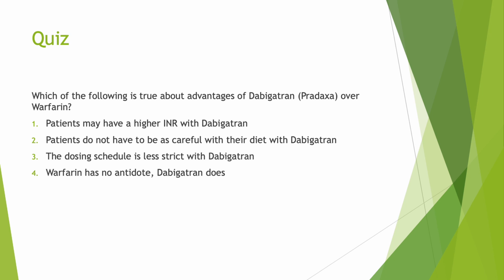The correct answer is 2. So patients on dabigatran do not have to be as cognizant of what foods have vitamin K like our patients who are taking warfarin. Remember, INR is not measured to assess efficacy of dabigatran, and it must be taken on a strict schedule twice a day. And then also, both of these drugs actually have antidotes. So for dabigatran, the antidote is Praxbind, and for warfarin, the antidote is vitamin K.